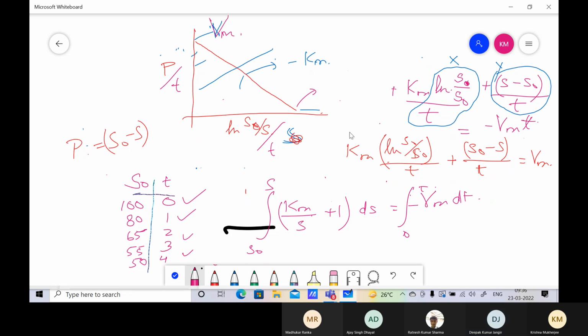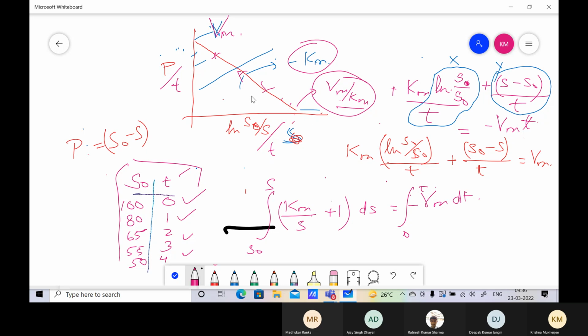Sir, Vm upon Km. Vm upon Km. So from this we can determine the Km values. So this plot allows you to determine from this graph the slope and the intercept, and we can join the points, plot the data, and join this.